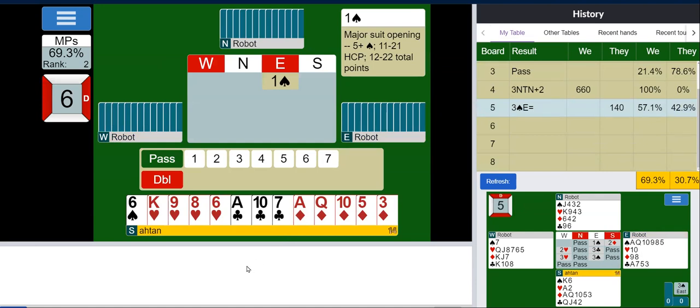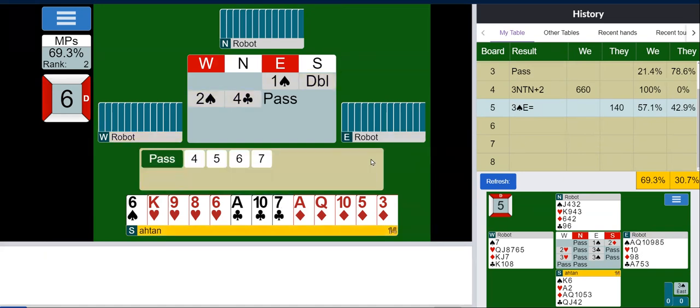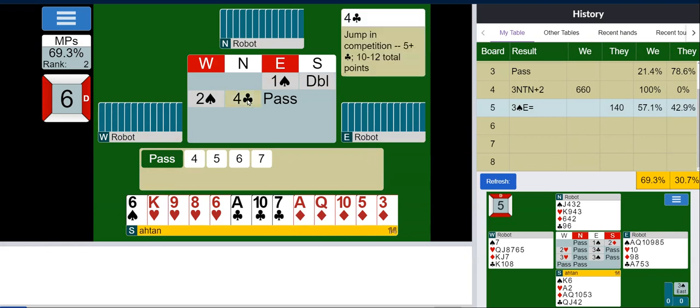Okay, so I have 13 points with a singleton spade, right? I think I'm going to double. Now, if I double, the opponents are likely to bid over me, spades actually. Yes, I'm going to double. Right. I'm actually within sight of five clubs, but I might not make. Actually, West is probably pretty weak, I would say.